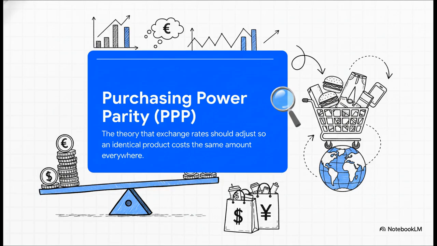The theory is called purchasing power parity, or PPP for short, and the core idea is actually pretty simple. It says that over the long run, exchange rates should naturally adjust so that your dollar or your pound or your yen can buy the exact same amount of stuff, no matter where you are in the world. Basically, an identical product should have one single global price.